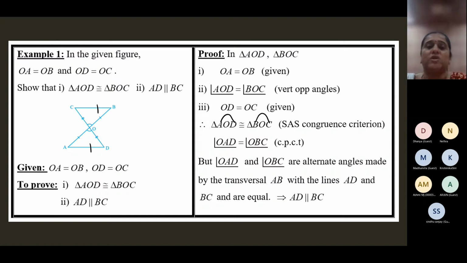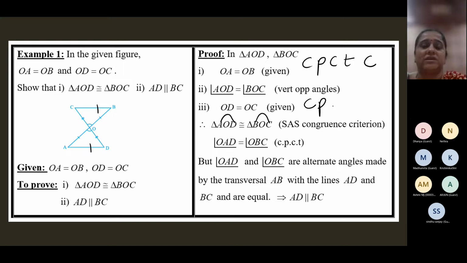Now that we have proved the triangles congruent, we say that AD is equal to BC, by CPCT. That means corresponding parts of congruent triangles. When two triangles are congruent, once you prove that, their corresponding parts will be equal. So we say CPCT: corresponding parts of congruent triangles are congruent, meaning equal. Congruent means equal. Corresponding parts, parts meaning sides or angles.